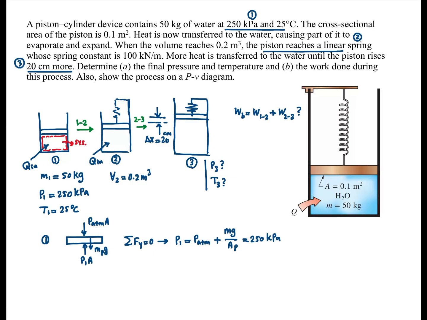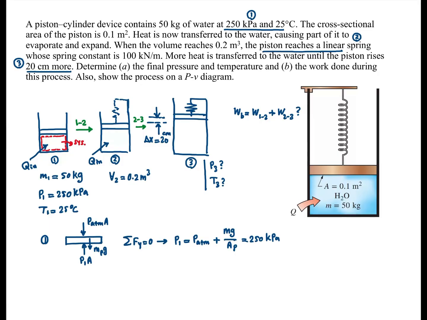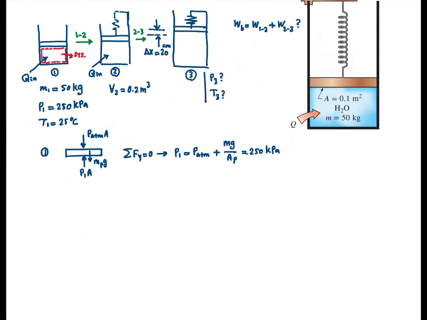Moving on to state 2, I can draw the same free body diagram for the piston. In state 2, we have pressure of water in state 2 times area of the piston. Over here, we have atmospheric pressure times the area of the piston. We are going to have again the weight of the piston. And we know that in state 2, the piston moves up and reaches the spring, but it is not going to compress the spring. So we do not have a spring force applying on the piston.